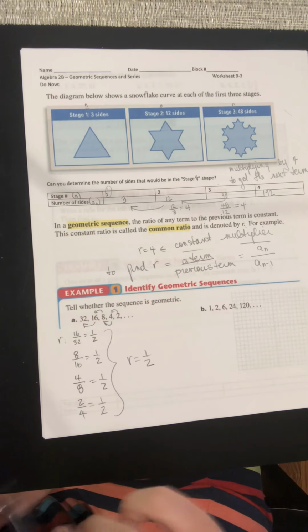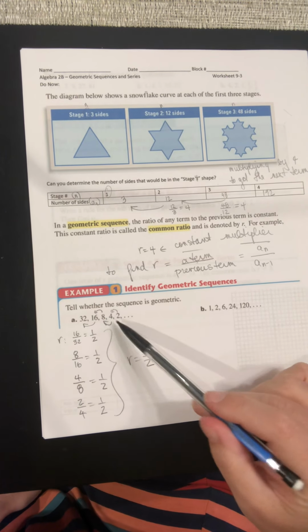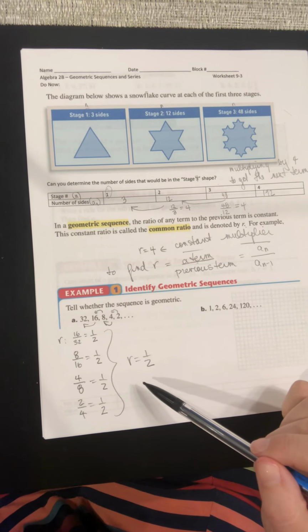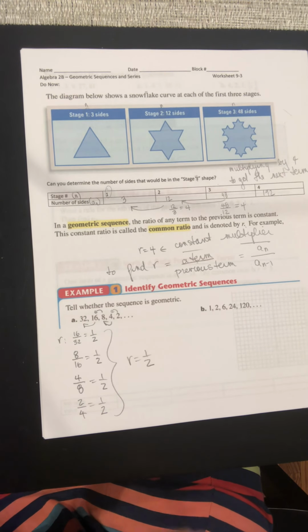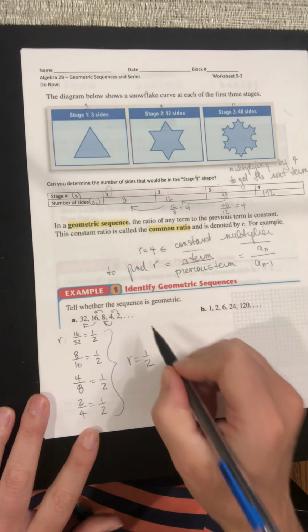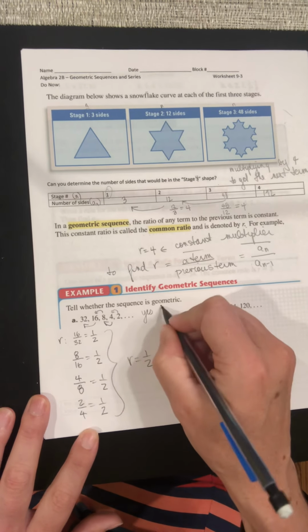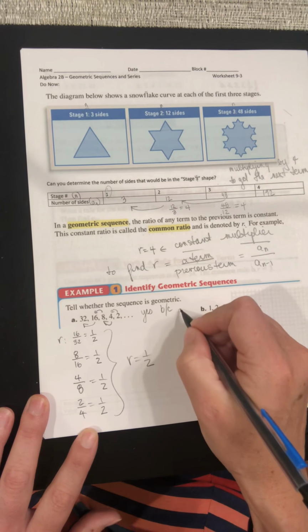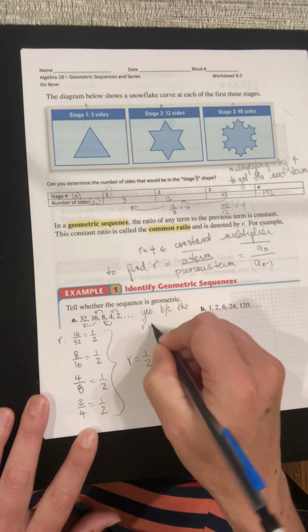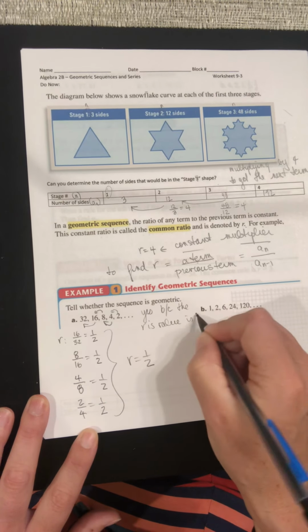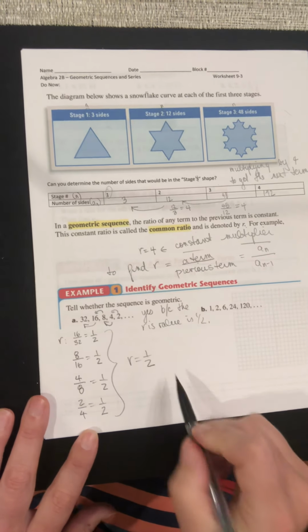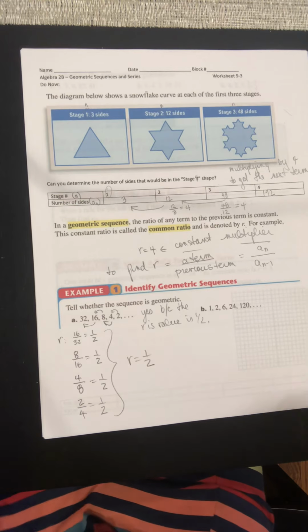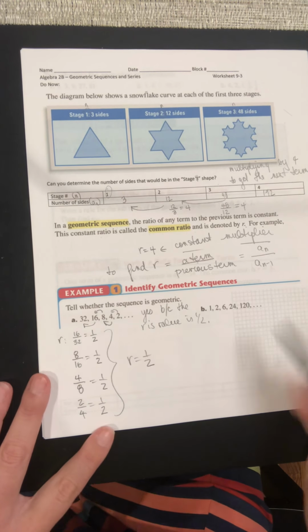A couple of things to be aware of: do not think of this as division by 2, because when we write our formula in the next step, you're going to have to use multiplication. You want to figure out what the constant multiplier is, not the constant divider. So r is 1/2. Is this geometric? Yes, because the r value is 1/2. You could say there's a constant multiplier of 1/2, however you want to say it, but you have to mention that constant 1/2.